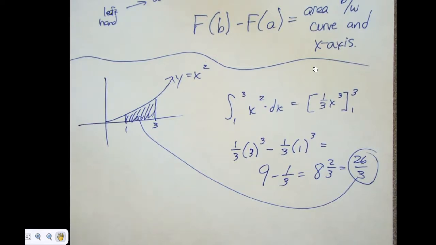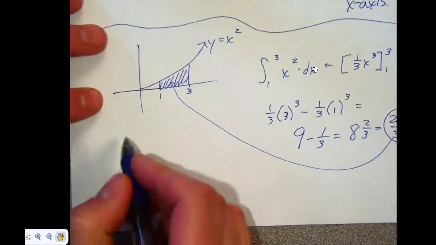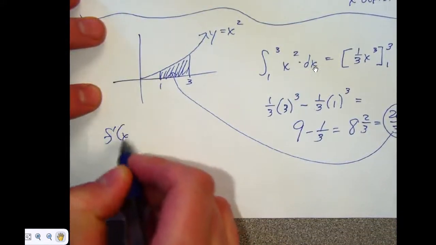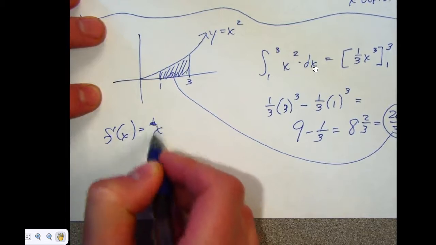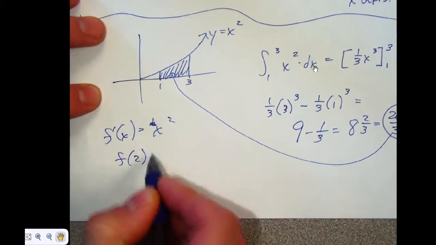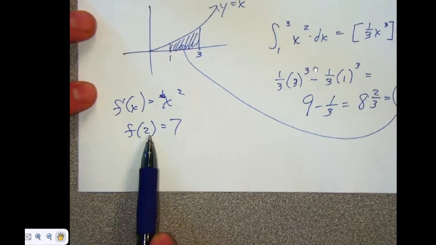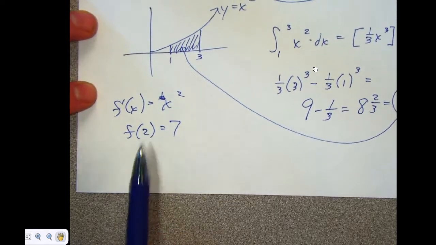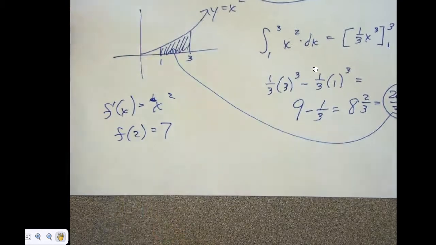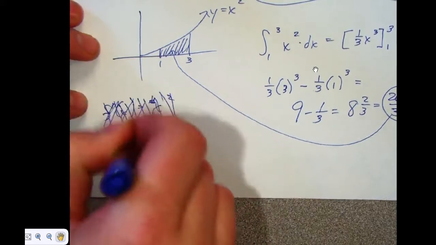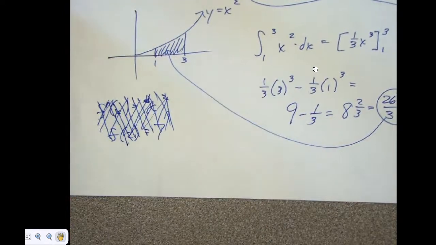And there will be situations where they could say, for example, the derivative is x². F of 2 equals 7. And then you can use that information to find out what c actually is. But if they don't give you this, you just default and say, okay, there's no c. Or c is 0. Does that help you? Yeah.